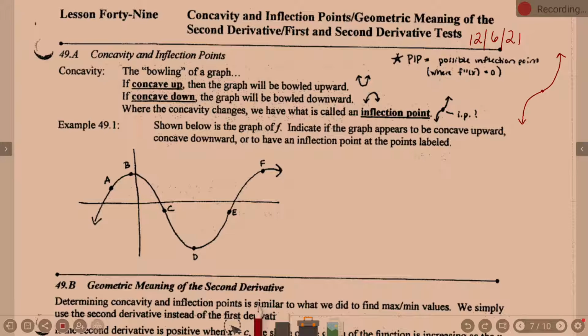So Pip, P-I-P, possible inflection points. Okay, and notice, what does it say about inflection point? I don't know if you guys can read that or not. That's where the second derivative equals 0. So the first derivative equaling 0 is mins and maxes. The second derivative equaling 0 are possible inflection points.